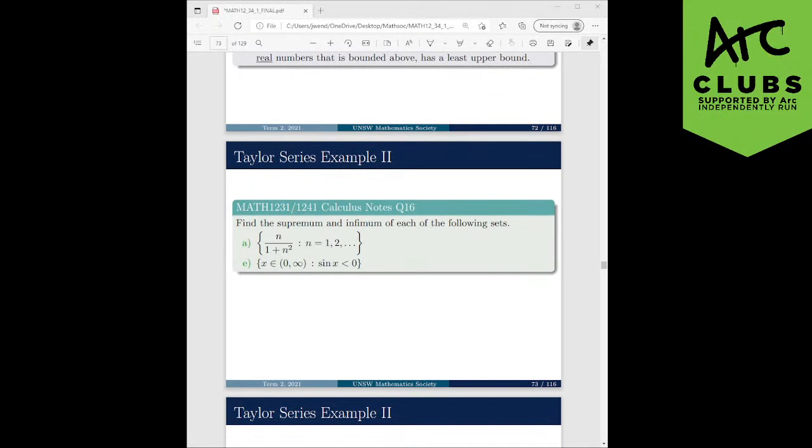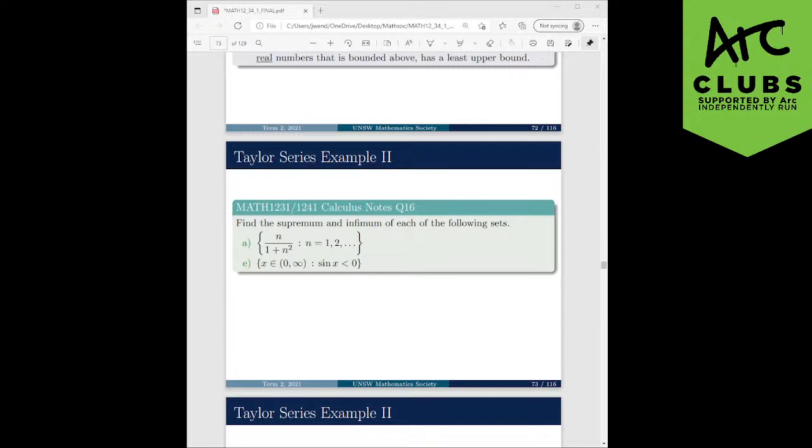So now I will get into a beautiful example of finding the supremum and infimum. We have these two sets over here. So the first one, n over 1 plus n squared, where n is equal to 1, 2, whatever. So this is one of your typical sequences. You've got the input, the 1, 2, 3, 4, whatever natural numbers. And once you put, for example, n equals 1 in, you'll get 1 over 1 plus 1 squared. So half, bam, output. You have a real number. So that's a nice little sequence there.